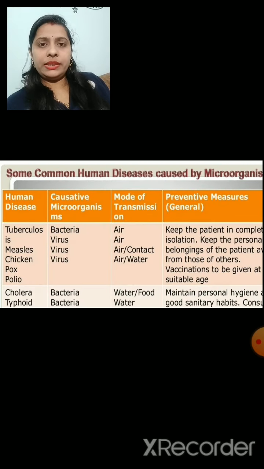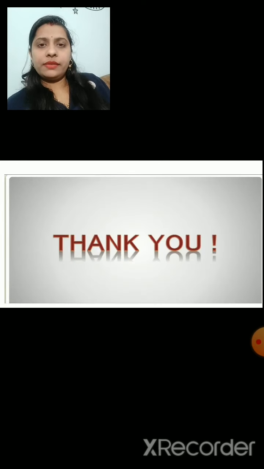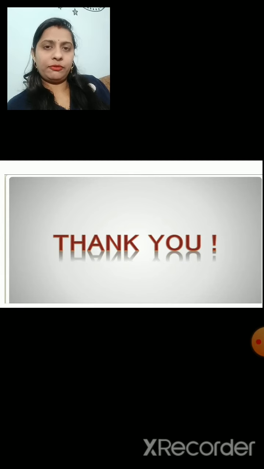Some of the common diseases caused by microorganisms are tuberculosis, polio, chickenpox, cholera, and typhoid. Microorganisms are also responsible for causing diseases in plants, because of which the yield or the production of the plant decreases. So this is a brief discussion about what microorganisms are, the types of microorganisms, and why they are called friend and foe.